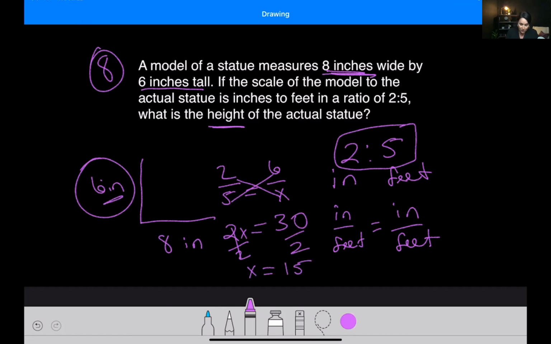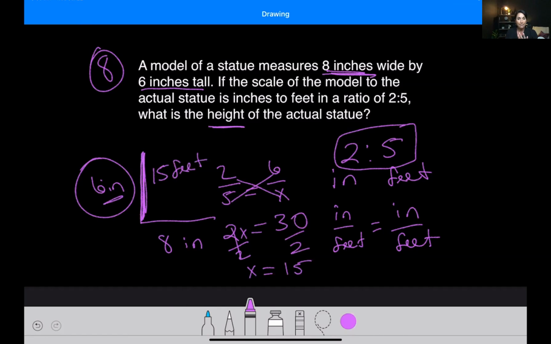So the actual height in feet, because this is just a scale model, a mini version of the big version of the statue that's out in front of the building or whatever, is actually 15 feet.